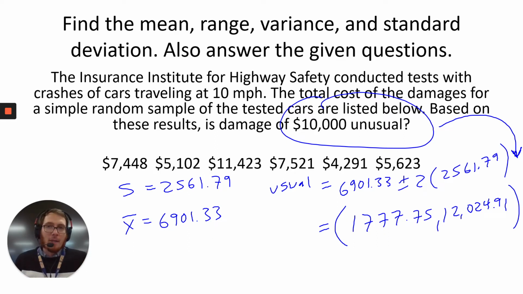What this comes down to is what type of car did you hit. Okay, so it's not the speed that may affect how much money it costs to fix the car. It's what car did you hit. So that's why 10,000 would not be considered probably an unusual number in this case.